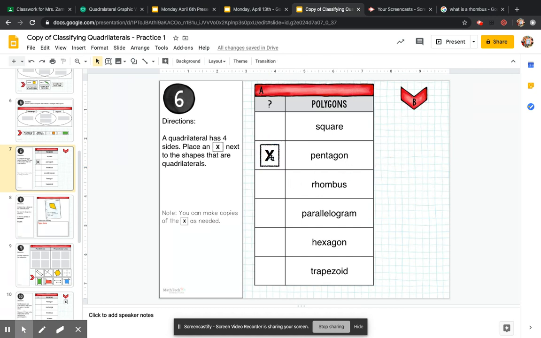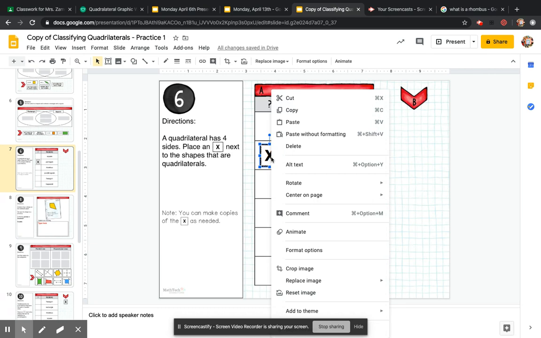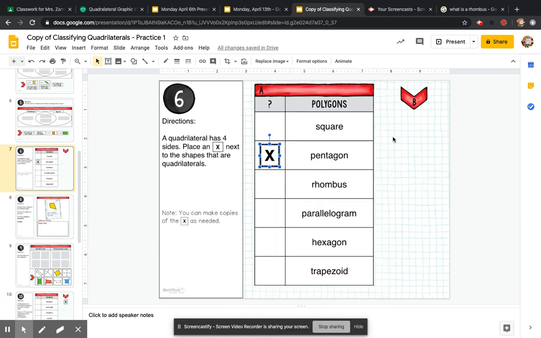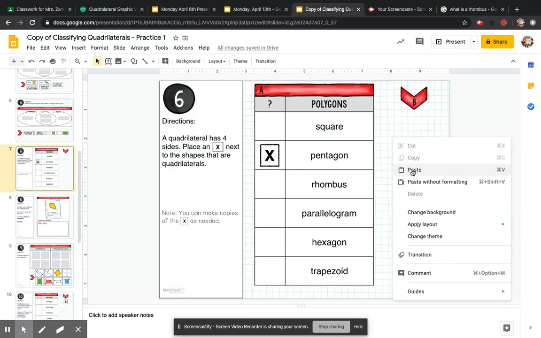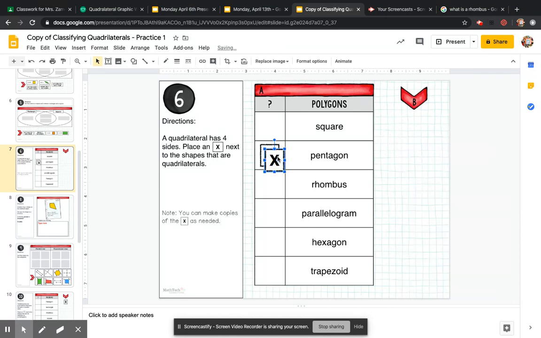Now, to duplicate this X, you simply click on it so that it's highlighted with blue squares and you click copy. And then you can click somewhere else and click paste. Again, you might have to have an adult help you with that, but once you get the hang of it, you will be good to go.